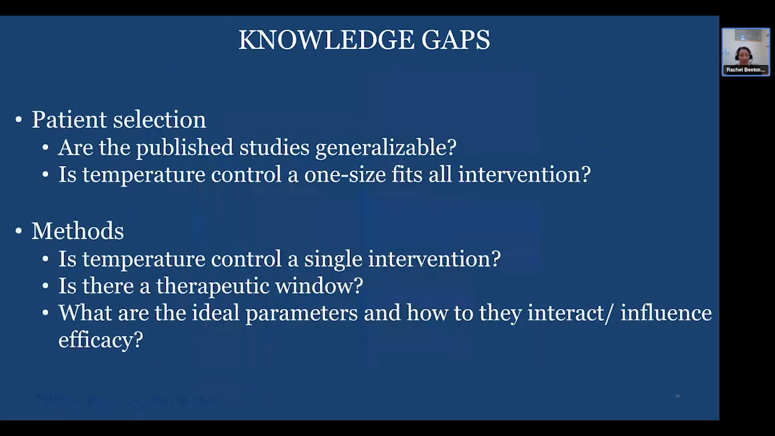There are several important knowledge gaps that we must acknowledge. Most of the published literature pertains to a small group of patients with witnessed shockable rhythm arrest of cardiac etiology. These studies may not be generalizable, especially in the US population. We'll discuss more later, but temperature control is not a one-size-fits-all intervention, and similar to other critical care interventions, likely needs to be modified for the patient you are treating. Furthermore, temperature control is a broad term that I would argue is not a single intervention, but rather a bundle of interventions. And we unfortunately still don't know the optimal parameters and how these parameters interact to influence efficacy.